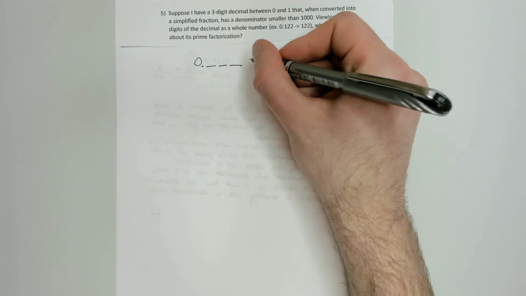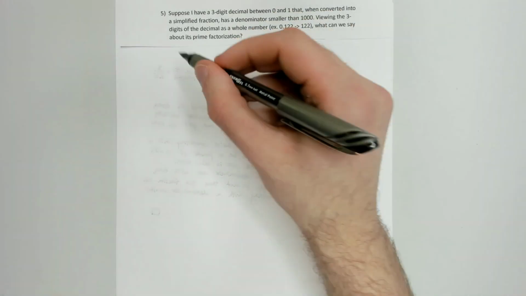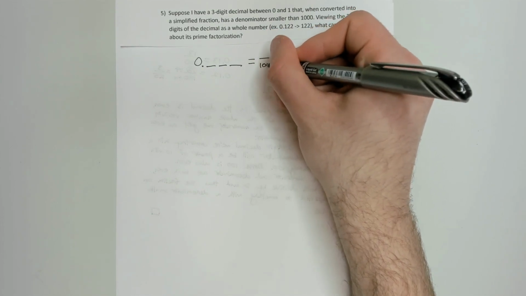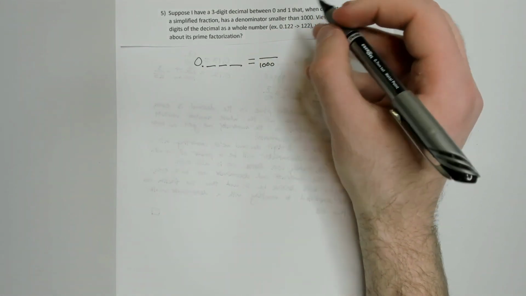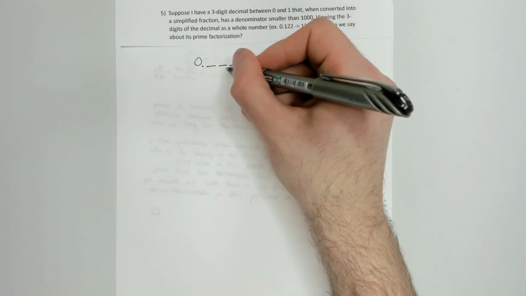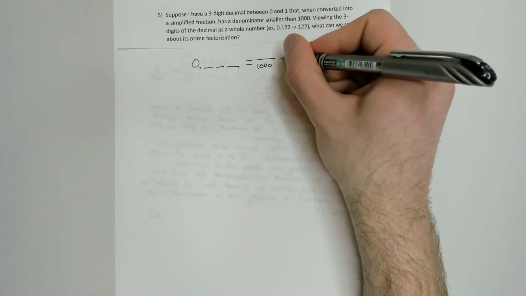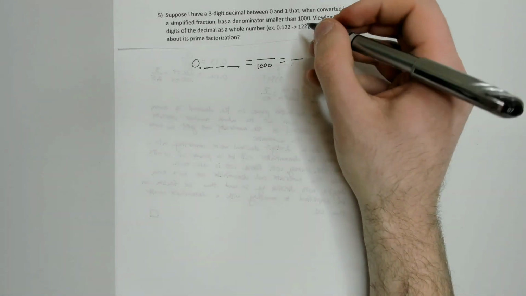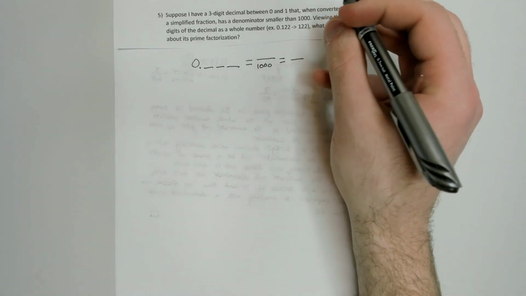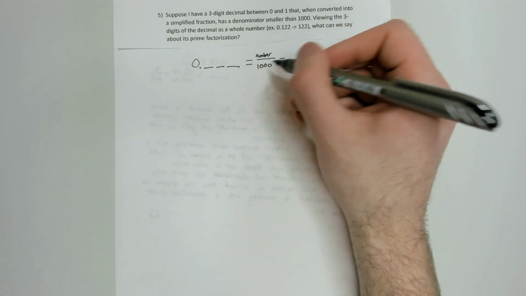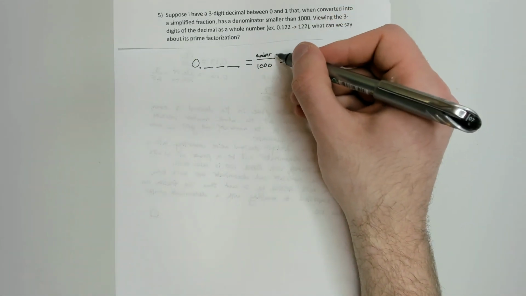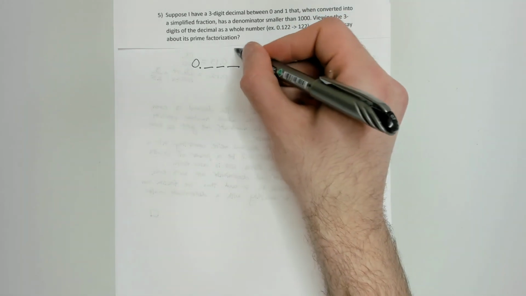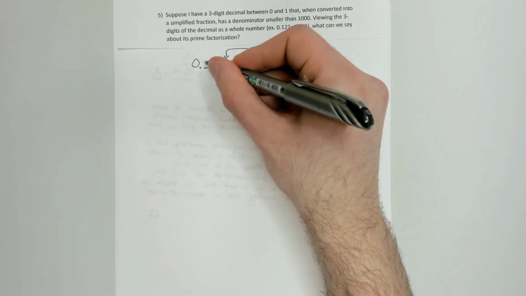So it says that when we convert this into a simplified fraction, which since this has 3 decimal places, originally it's going to be some number divided by 1,000, right? Because 1,000 has 3 zeros, so that means the decimal would have been moved over 3 places. But they're claiming that this number can be simplified into something smaller than 1,000. So the denominator can be simplified to something smaller than 1,000. So we're looking for some number in the numerator that will basically have this fraction be simplified. And then this number is basically what's going to go in our decimal spot.